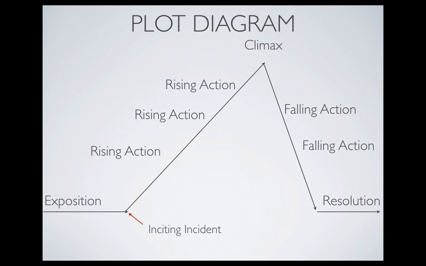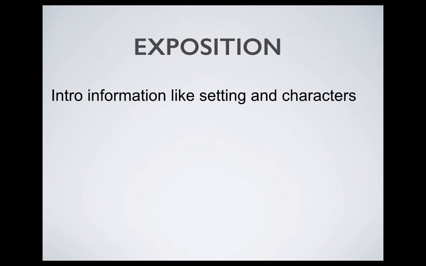This is what a plot diagram looks like. It starts on the left and it moves all the way to the right. The lines show the action, and how the action starts off pretty relaxed, and then things kind of heat up until eventually we get to a climax where the conflict of the story is dealt with, and then things begin to kind of fall into place, and then there is a resolution of some kind as the story ends.